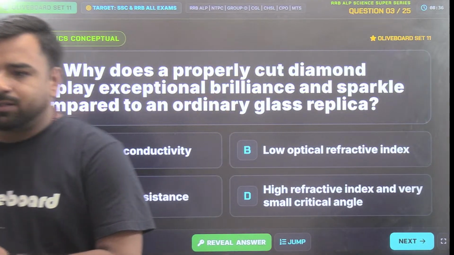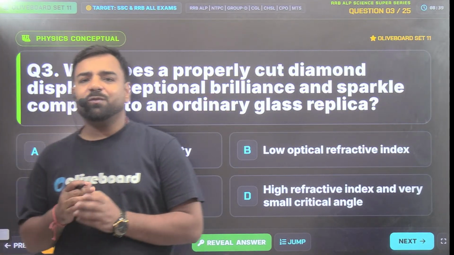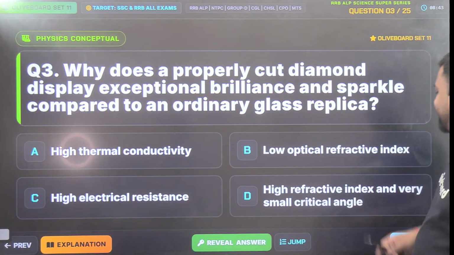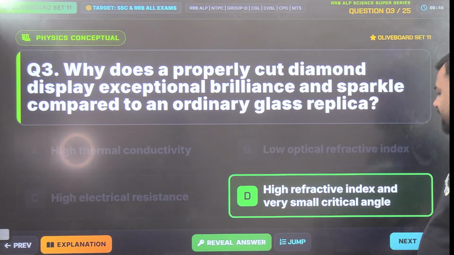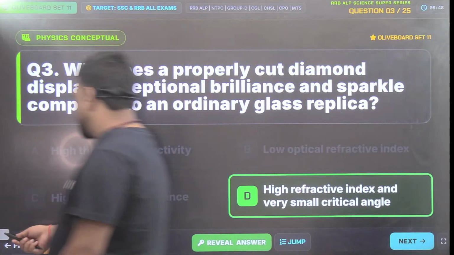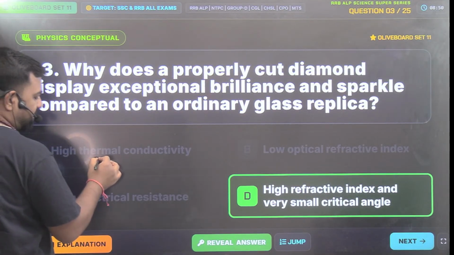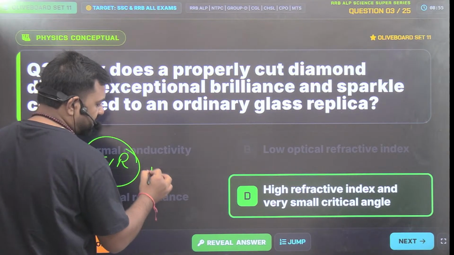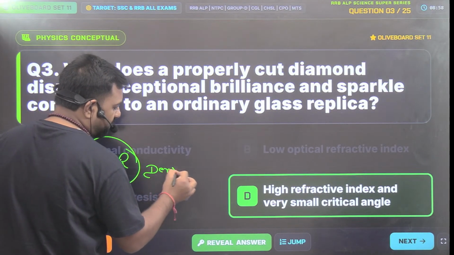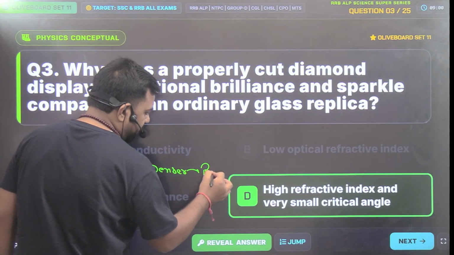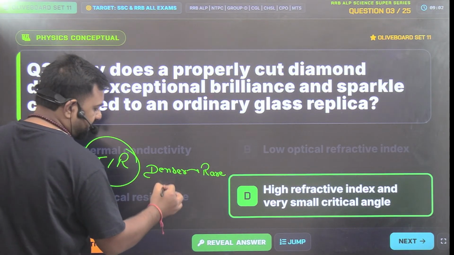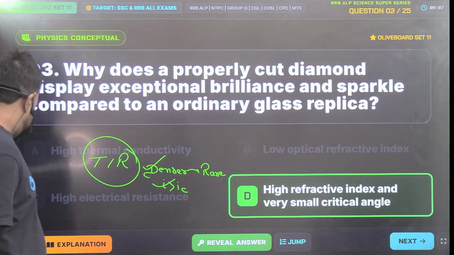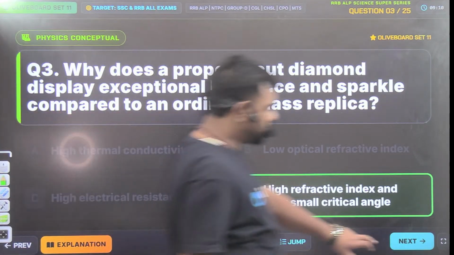Wow, that's great. So Utkarsh and Ankita, both of you are going with option D, and both of you are correct. So yes, the correct answer is high refractive index and very small critical angle. And always remember, whenever someone discusses TIR, we need to remember two conditions. The first condition is that the ray of light will travel from denser to rarer medium. That's condition number one. And the second one is that the angle of incidence must be greater than the critical angle. So yes, in this case, option D was the correct answer. Let's go with the explanation now.